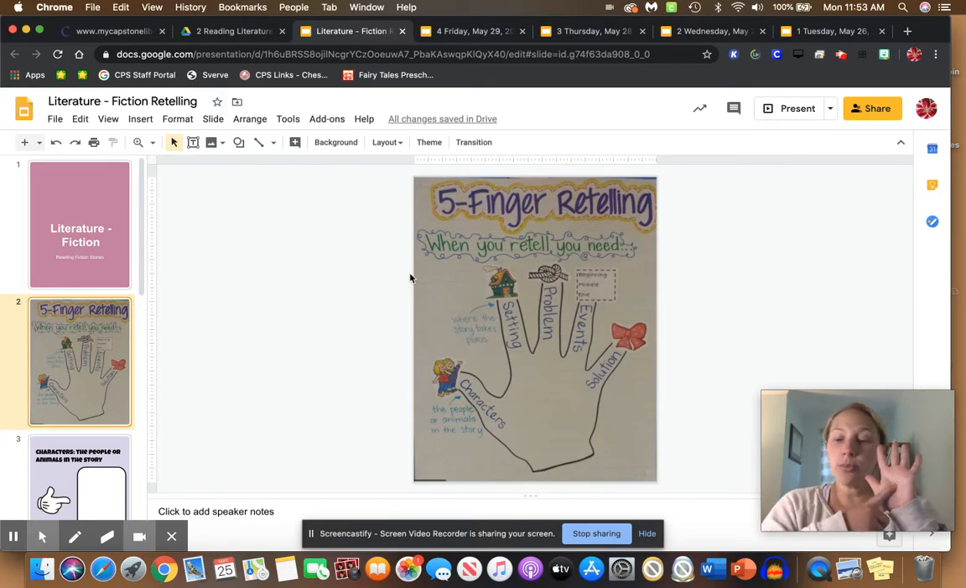Although it's not on this chart, I also pointed to the palm of my hand, and we said that sometimes good readers will also think about the heart of the story. What's the message that the author was trying to share with us? Sometimes they'll have a character in the story learn a lesson, and maybe it's something that we could learn from too. So be thinking about what the heart of the message could be when we're reading today.